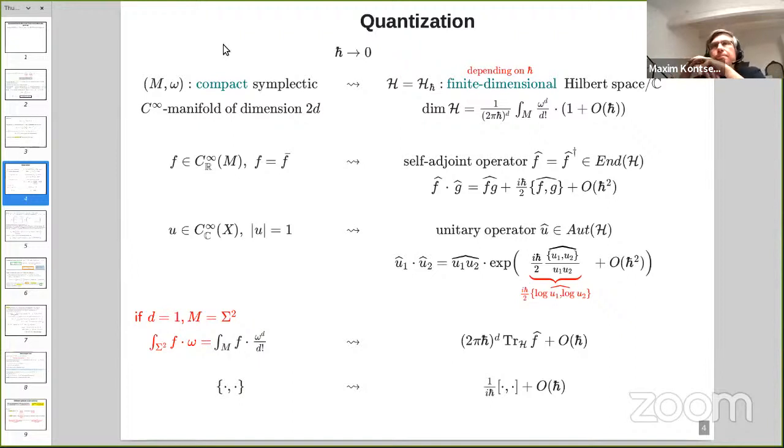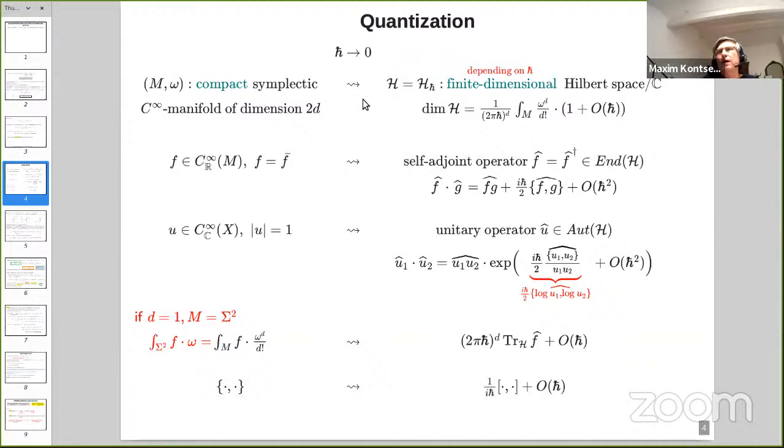So what is quantization? You start with a compact symplectic manifold of certain dimension 2d, and let h bar be the Planck constant, which will be not a constant but a parameter which tends to 0. In fact, in what follows it will be something like 1 over an integer. It's not a continuous parameter. When the manifold is compact, the quantization is not a canonical procedure, but it's some kind of association, a class of associations.